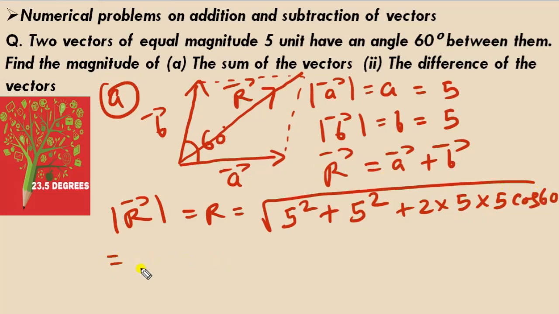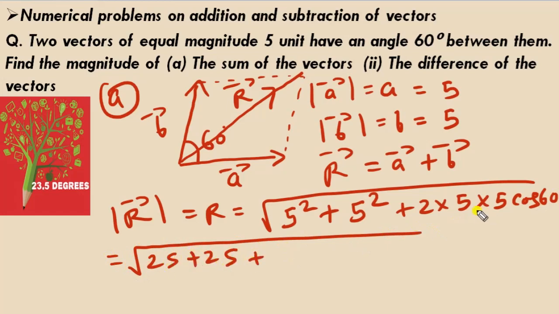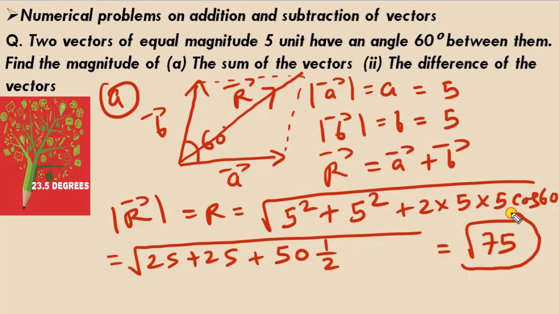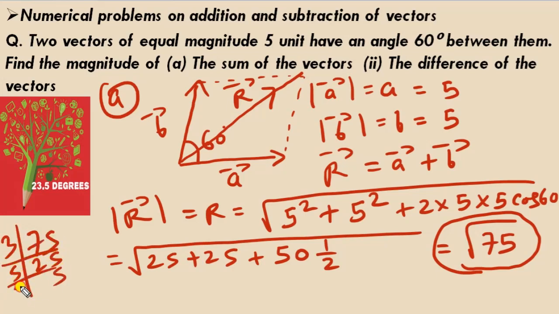This will be equal to the square root of 25 plus 25 plus 5 into 5, 25 multiplied by 2 gives 50, into cos 60. Cos 60 is 1 by 2, so that is root under 75. This is the magnitude of the resultant vector, or you can say this is the length of the arrow representing the resultant vector, root under 75. We can write it in a better way: 25, 5, 5, 5, 1. So we can write it as 5 root 3 units.